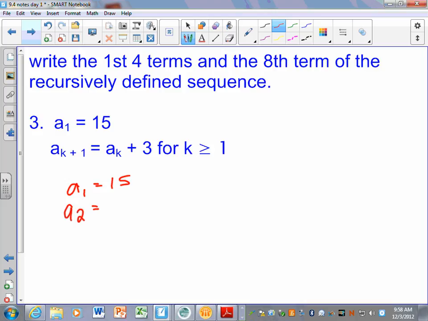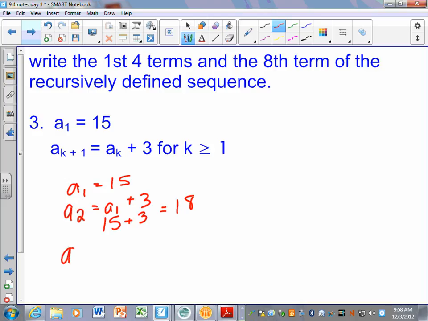So if I want to find a sub 2, I'm going to take the one before it, which would be a sub 1, and I'm going to add 3 to it. Do you agree that's just saying 15 plus 3, which is 18? So notice this out here. They say for k greater than or equal to 1, that means you can't start with 1 because they already gave us 1. They're always going to say that out here. If they give you the first term, they're going to say k has to be greater than or equal to 1 because you already have the first term.